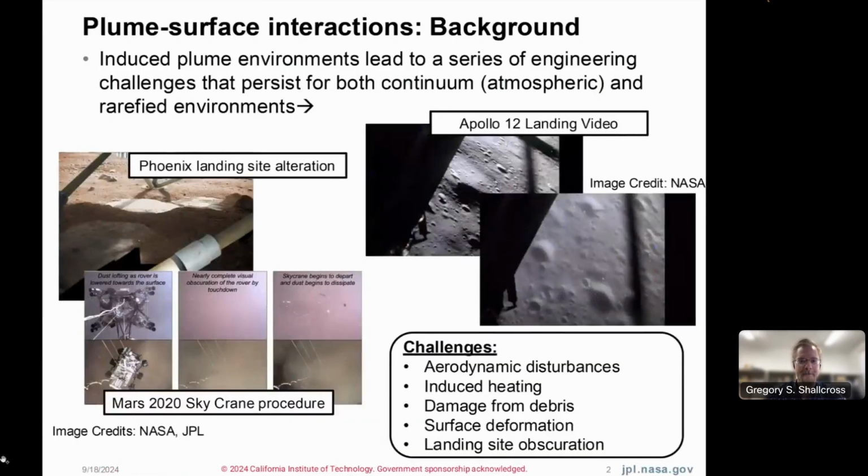Next slide. So we all know the background of plume-surface interactions. It exists for both atmospheric environments, as you observe on the left, say for Martian landing, and on the right for lunar landing, an example from the Apollo 12 landing. This leads to a bunch of engineering challenges which exist for both regimes of flow. It can lead to aerodynamic disturbances during entry, descent, and landing, induced heating, damage from debris, surface deformation, and landing site obscuration during landing procedures. The main focus of this talk is the second to last point, the surface deformation portion. Next slide.